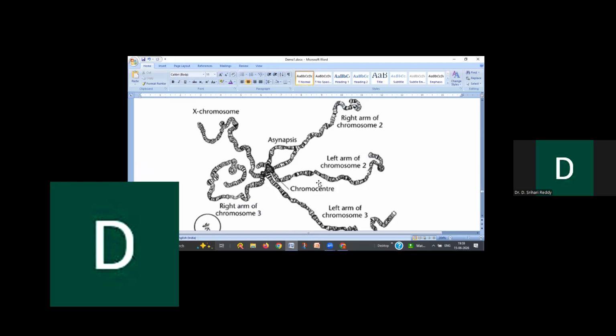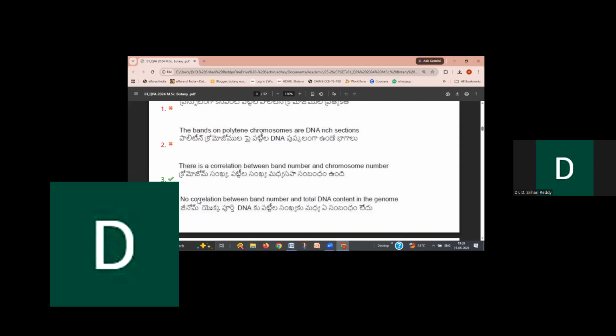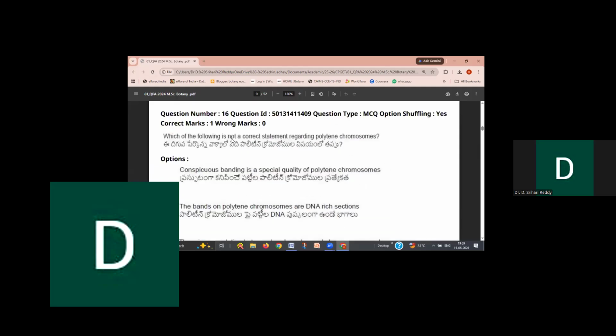Here we see how the polytene chromosome appears. We see the bands, the banding pattern. There is no correlation between the number of chromosomes and the number of bands. So that is the option we have to keep. There is a correlation between band number and chromosome, that is the wrong statement. They are asking for the wrong or incorrect statement, so we have to choose that.